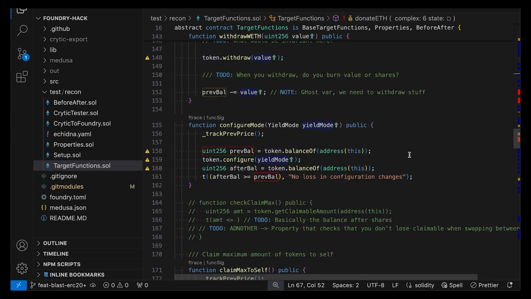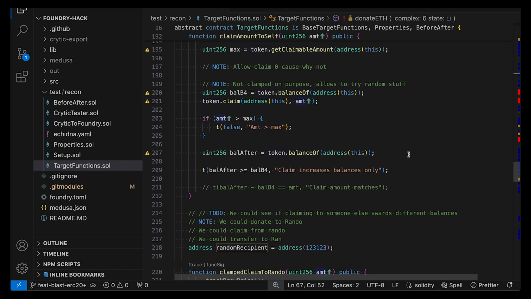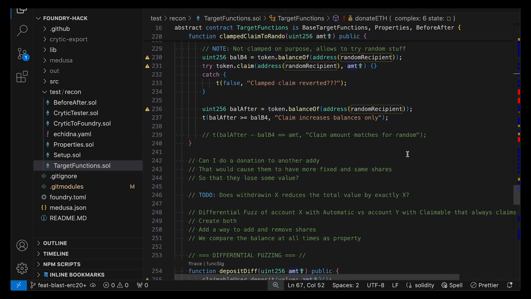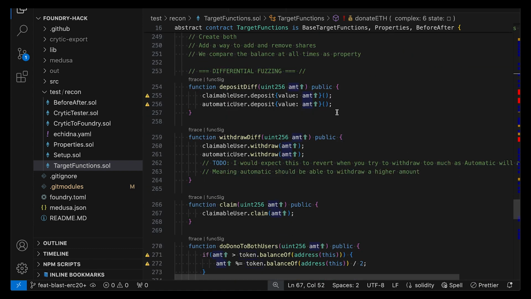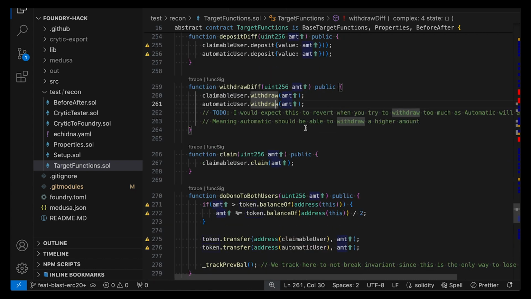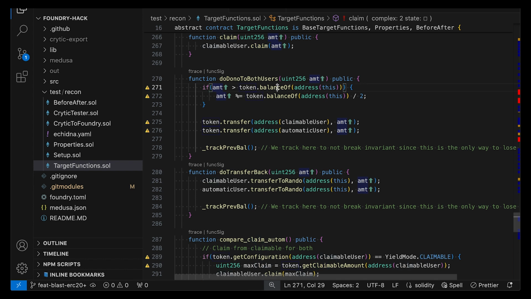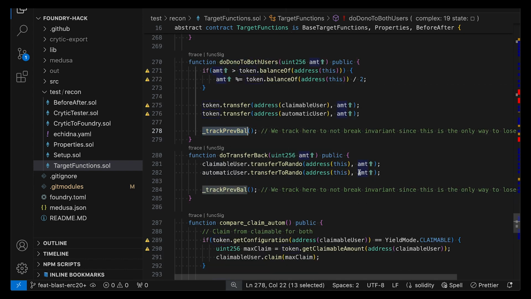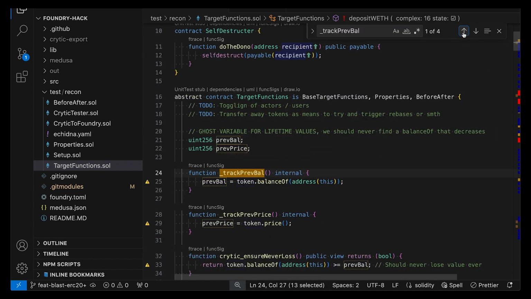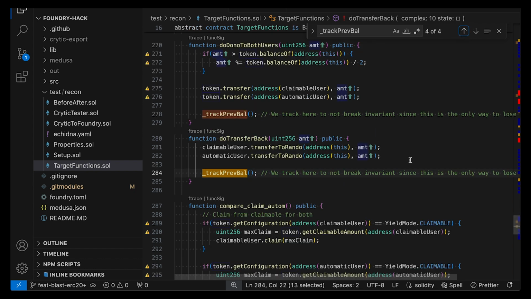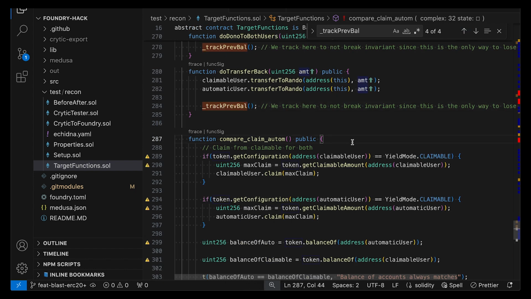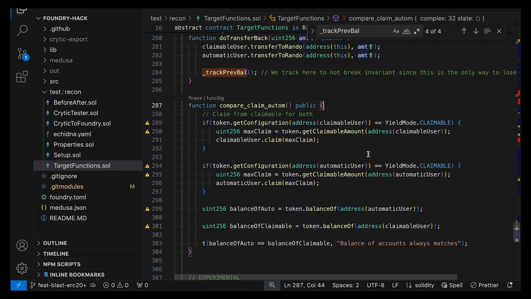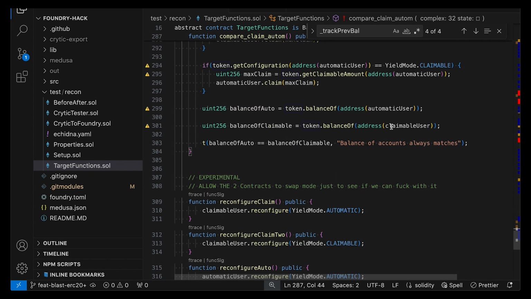And then the interesting thing that I have is way below here. It's actually here where I have my differential fuzzing, where I have a deposit for both accounts, withdraw for both accounts, claim for both accounts, and then I verify the balances here. Let's see. I check that I don't receive extra tokens, and then you can see that I have a stateful test where I verify that given that one account claims, then the other account always matches it.